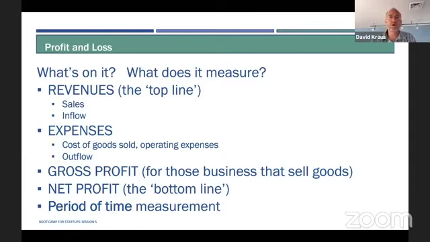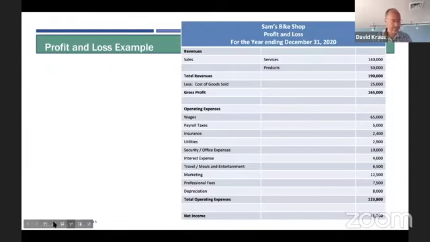For businesses that have goods that you're selling at a marked up basis, you'll have a cost of goods sold item right below that sales. And then below that, you'll have operating expenses. And a couple of other terms shown there. Gross profit, again, for those businesses that sell goods, that's the difference between your top line revenues and your cost of goods sold. And then that gross profit is applied to all of your operating expenses. We'll see an example with a little bit further detail on that later on. Net profit is your bottom line. So you've got your top line and your bottom line.